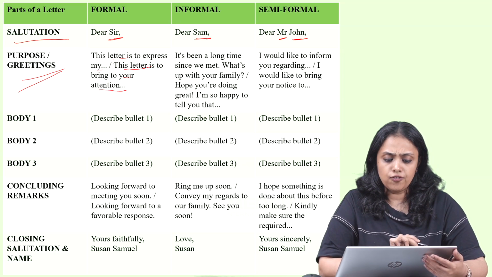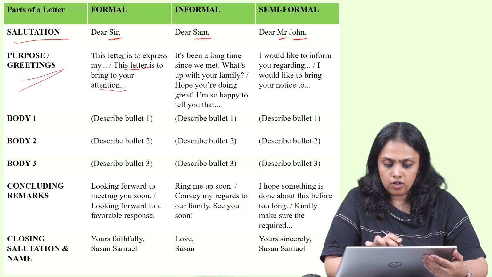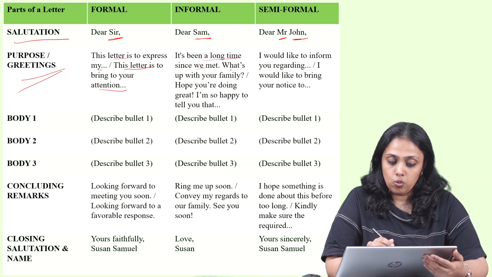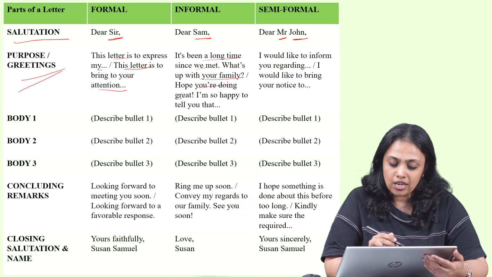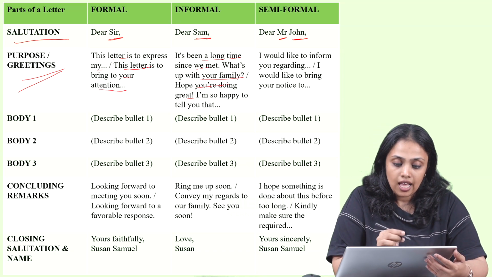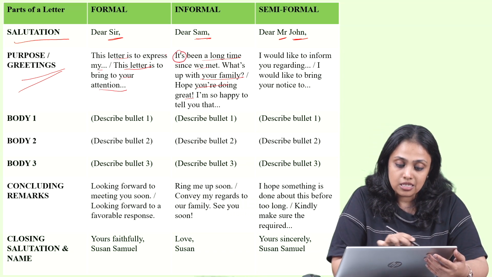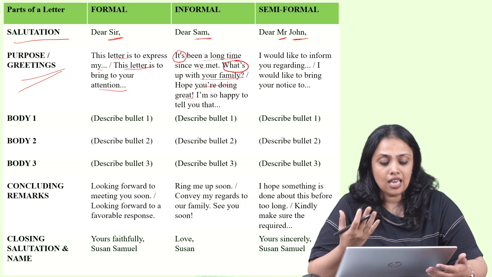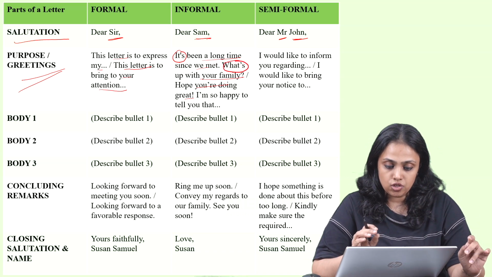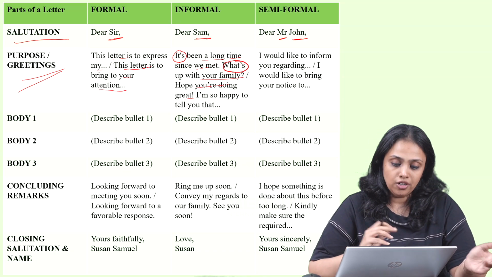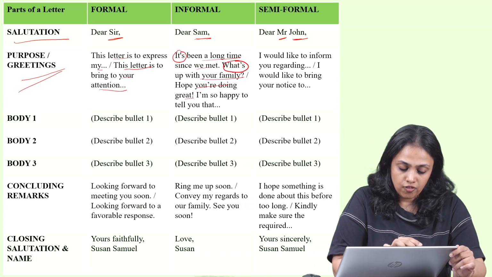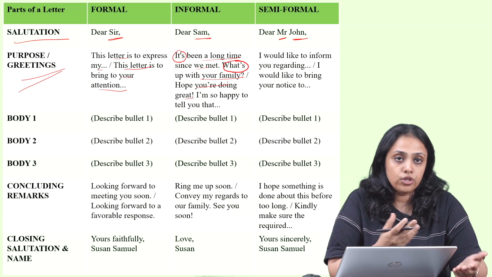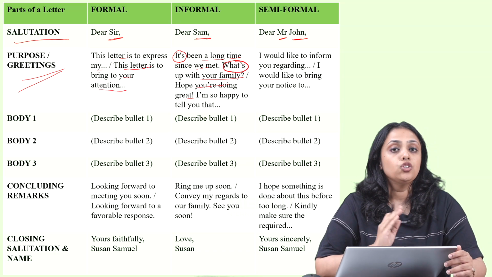Now just look at the informal version. It's been a long time since we met, or you can say, what's up with your family? Hope you're doing great. Just a very casual way. And you see contractions have been used: it's been a long time, what's up. So it's a very casual kind of sentence construction wherein you'll be using contractions. But if it's a formal version, you're not saying I'm writing or hi, how are you, no such greetings. Straight away, you're getting into the matter.